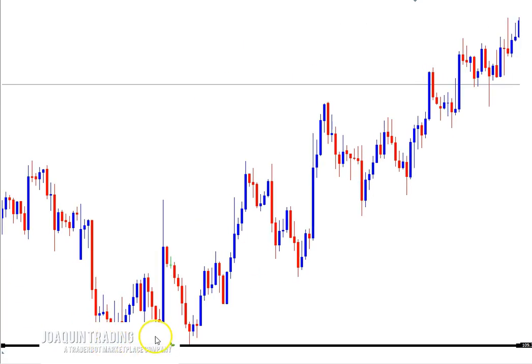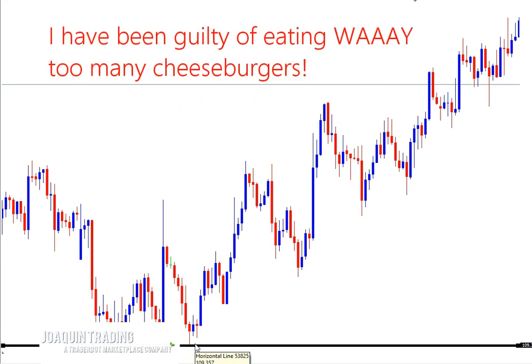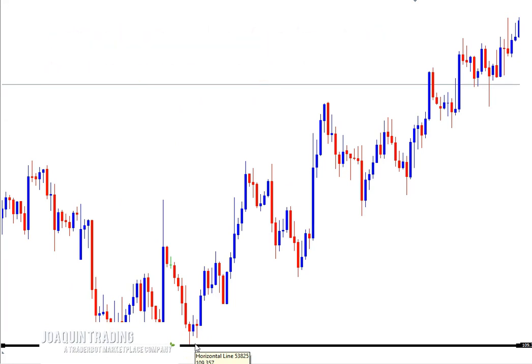We've got 1, 2, 3 touches right here. What does that tell us? Well, remember, if you eat too many cheeseburgers and you jump up and down, you're going to go through the floor at some point. So, 1, 2, 3. We've hit 3 times, and then it bounced off. So technically, this is a pretty strong support right now.